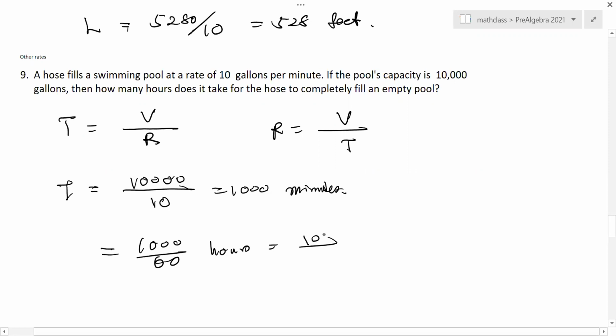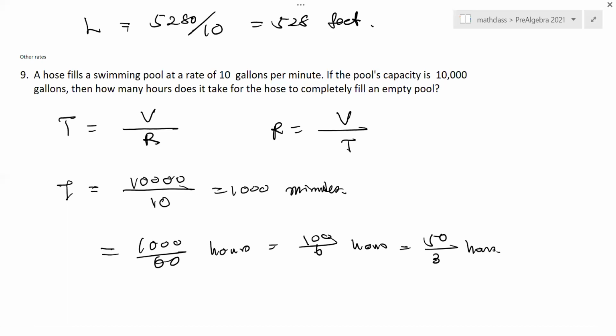After you simplify it further, divided by 2 gives 50 over 3. So that's it. I like this answer. You don't need to use the decimal forms to compute. Okay, this is about other rates.